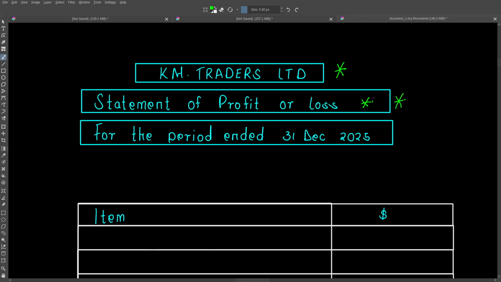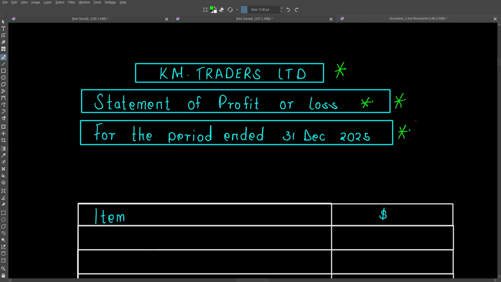And in our case, we are preparing today the statement of profit or loss, and you make sure you indicate the period you're looking at. Okay, remember, in the statement of profit or loss, we are looking at the revenue you have generated during a certain period and the expenses you've incurred during a certain period.